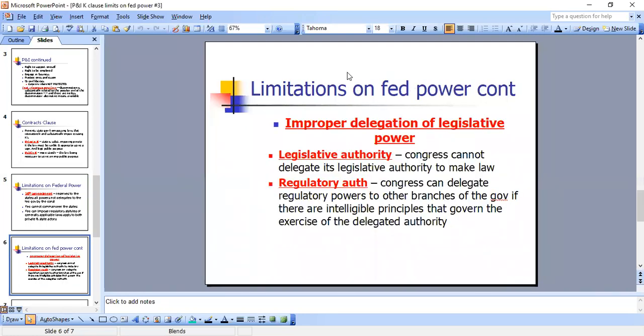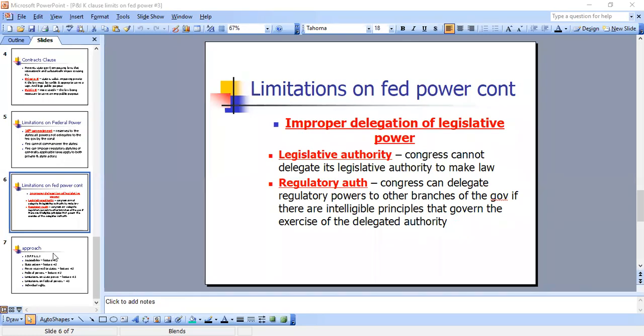Continue with limitations on federal power. Improper delegation of legislative power. I've seen MBEs on these. Legislative authority: Congress cannot delegate its legislative authority to make law. Can't do that. Regulatory authority: Congress can delegate regulatory powers to other branches of the government, and I've seen it, and the answer is always yes on this. They're allowed to do it if there are intelligible principles that govern the exercise of delegated authority. So they can delegate regulatory powers to other branches, such as the executive or the judicial branch, and it's okay for them to do that.